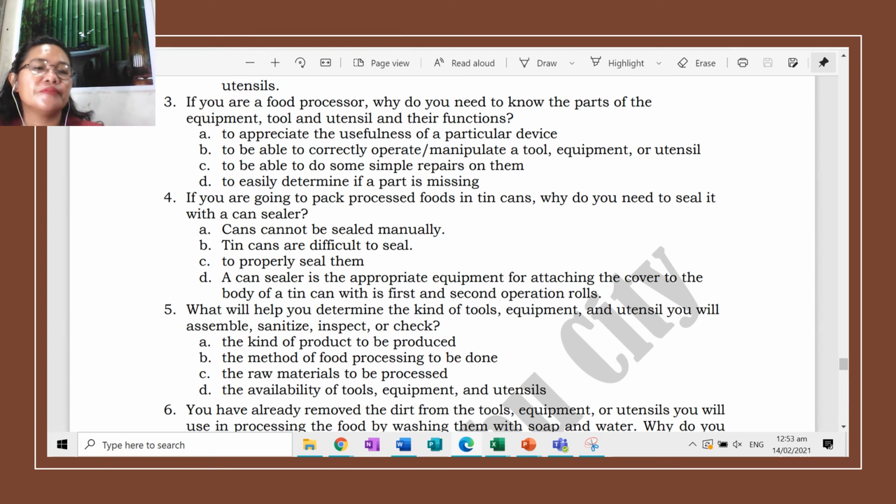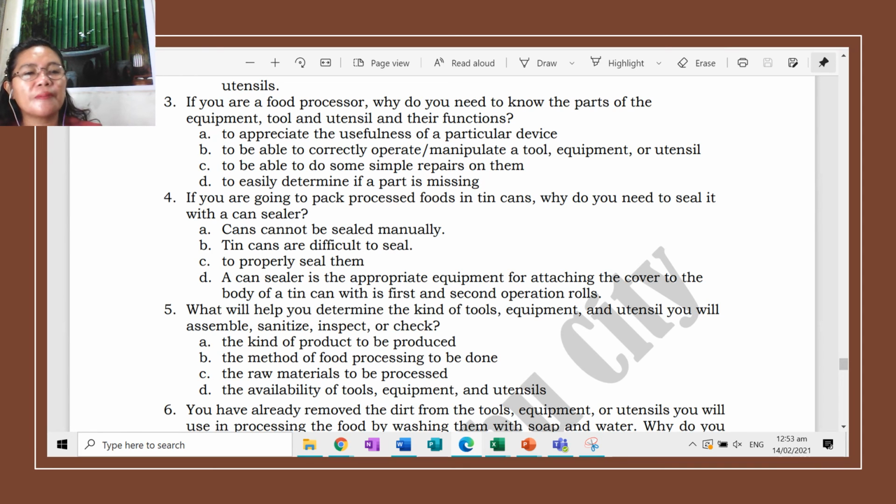Number 5. What will help you determine the kind of tools, equipment, and utensils when you assemble, sanitize, inspect, or check? A, the kind of product to be produced. Then letter B, the method of food processing to be done. Letter C, the raw materials to be processed. And letter D, the availability of tools, equipment, and utensils. Okay.